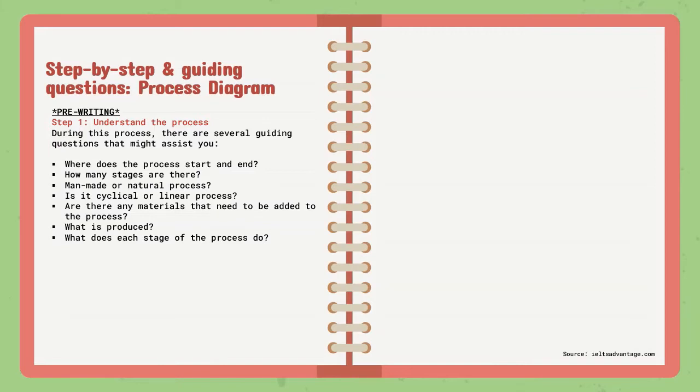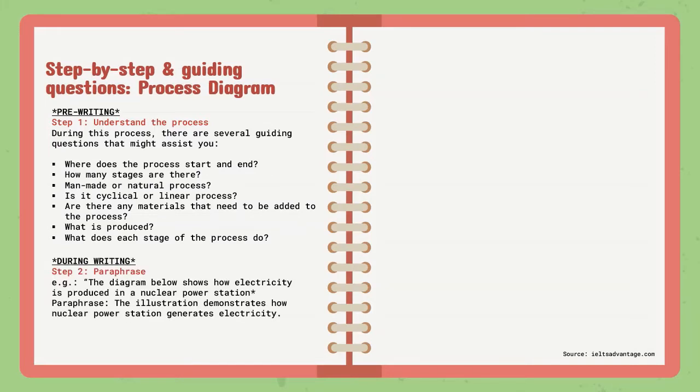The next step is to start writing your paraphrase. Please bear in mind that you should not just rewrite the question. If you still have no idea what paraphrasing is, look at the example given. For instance, the question is, the diagram below shows how electricity is produced in a nuclear power station. One of the possible paraphrases is, the illustration demonstrates how a nuclear power station generates electricity.